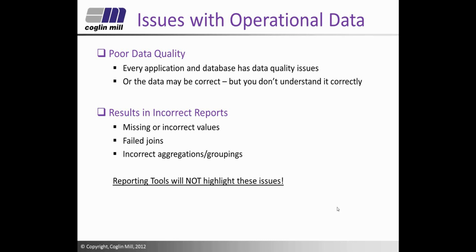And the big thing to take away from this one is that reporting tools will typically not highlight these issues unless you create your own exception reports. The reporting tool is going to use SQL to do joins, which is what it should do. SQL is not going to report to you when there is a failed join. It may be visible in the data, but it may not be obvious. And this is not a function of a reporting tool.